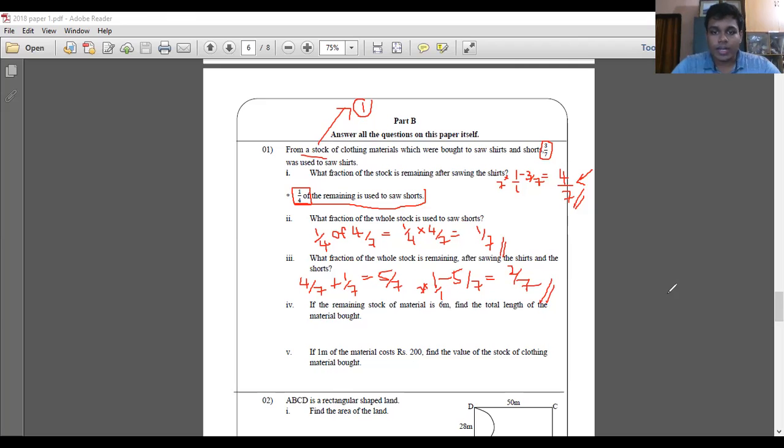If the remaining stock of material is 6 meters, find the total length of the material bought. Now this is a scholarship question. They are saying the remaining stock, 2/7, is 6 meters. Find the total length of the material bought.